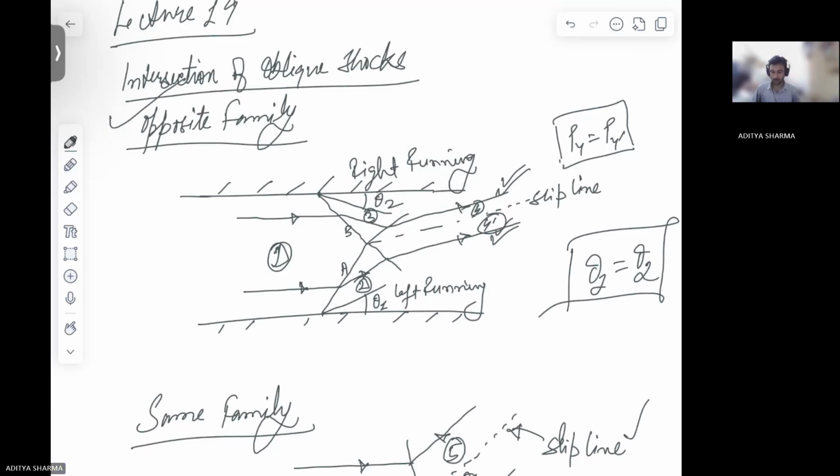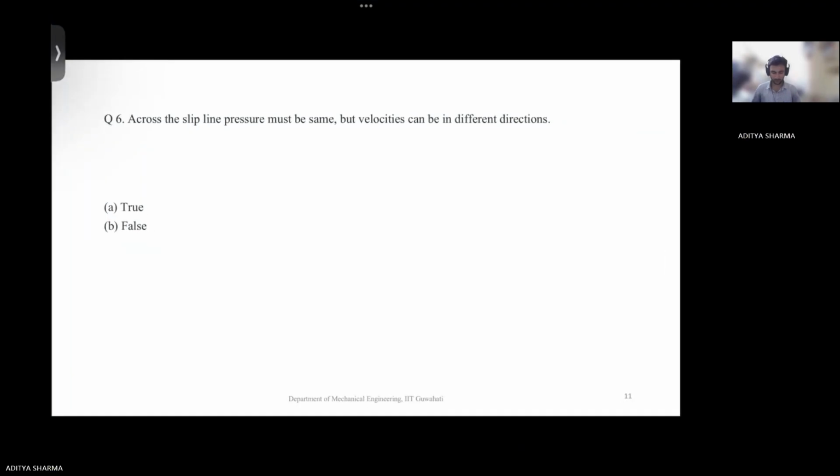Okay. The velocity direction was the same across this slip line. And the static pressures were also the same. But the only difference was of entropies. Okay. So in the same way, here across the slip line pressure must be the same, but velocities can be in different directions. So that is not true. That is a false statement. Okay.